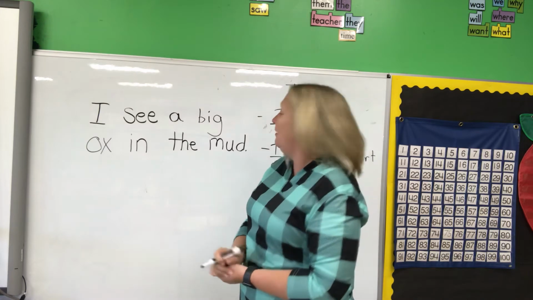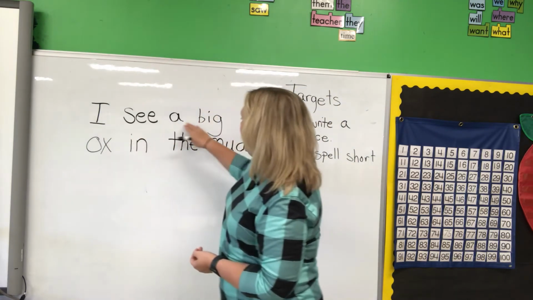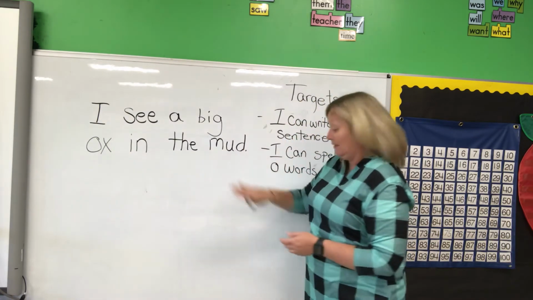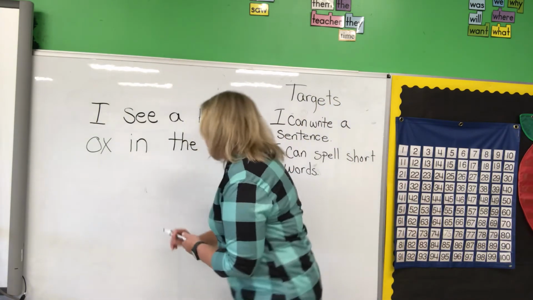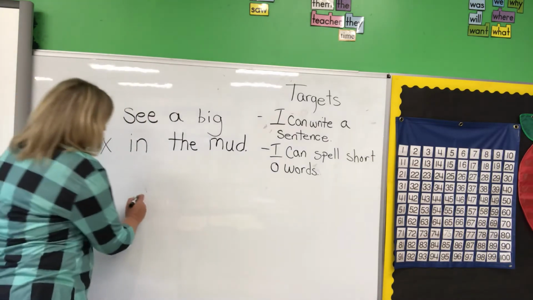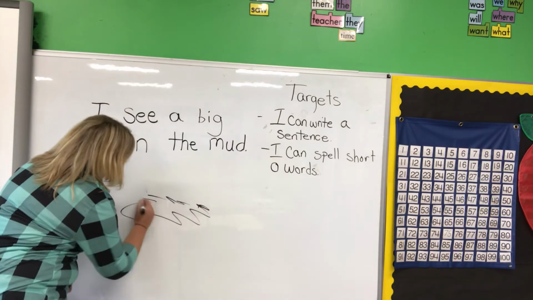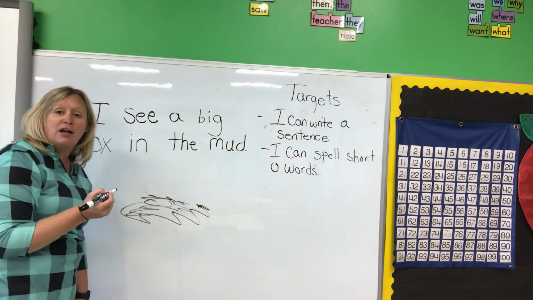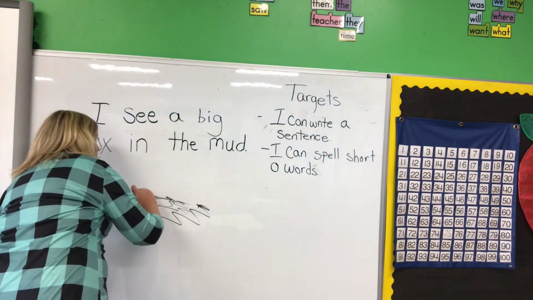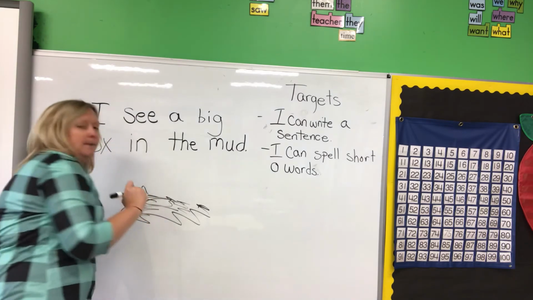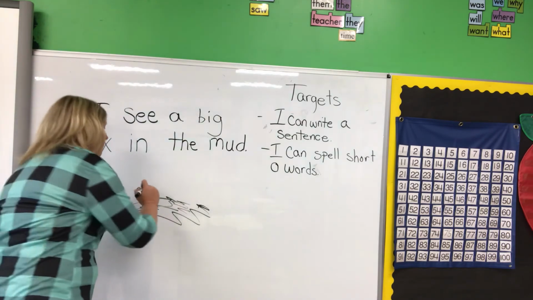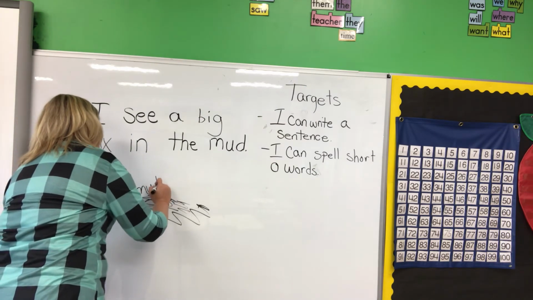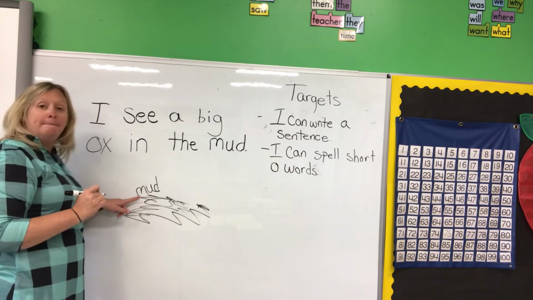So let's read that again. I see a big ox in the mud. Now, I need to draw a picture. I'm going to draw some mud. Here's my big puddle of mud, and I'm going to label it. I'm going to stretch out that word mud again. I hear an M. I hear a U. Mud. I hear a D. Mud.